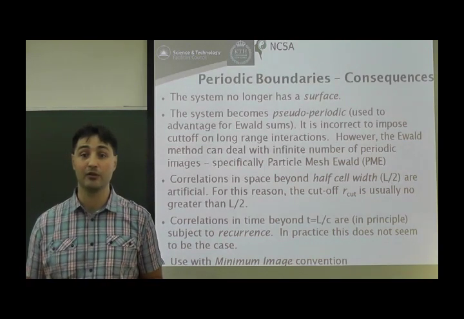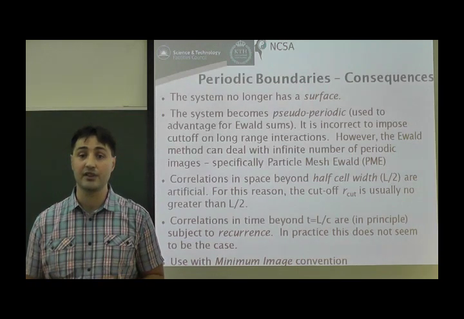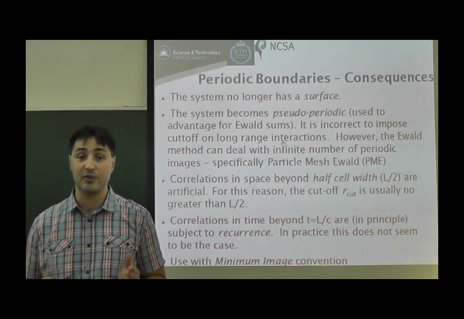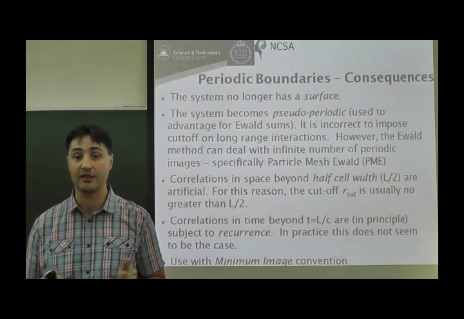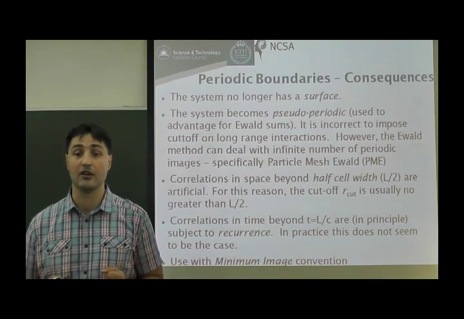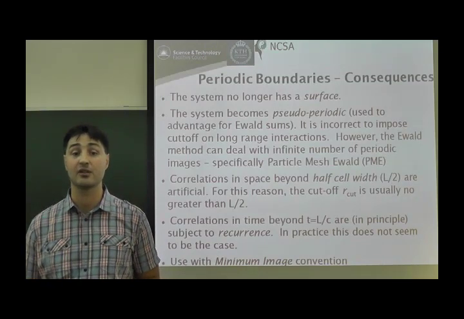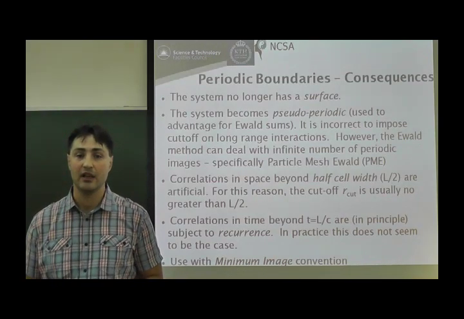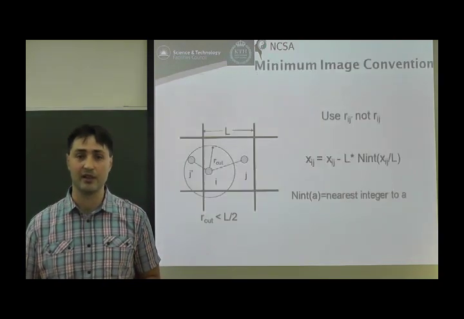Correlations in space beyond the half cell width are artificial. For these reasons, the cutoff has to be smaller than half the box width. And correlations in time beyond the length of the box or the speed of sound of the material are in principle subject to recurrence. In practice, this does not seem to be the case. And we have to use the minimum image convention, which is very simple to explain, as you can see in the next slide.